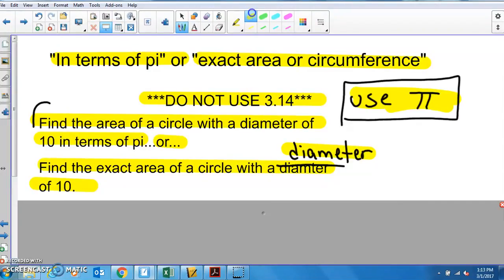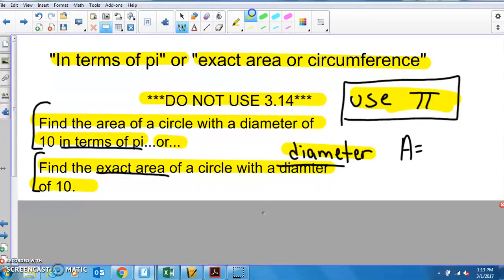So you'll notice how these two are written. They say the same thing for the most part, but it's how they're worded. This one says find the area of a circle with a diameter of 10 in terms of pi. And this one says find the exact area.